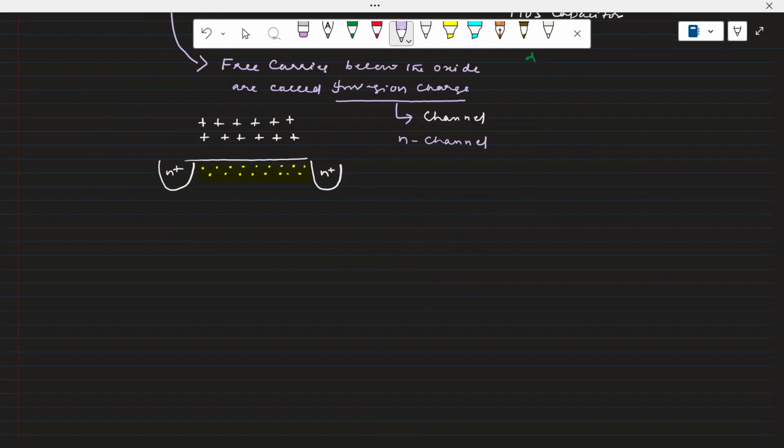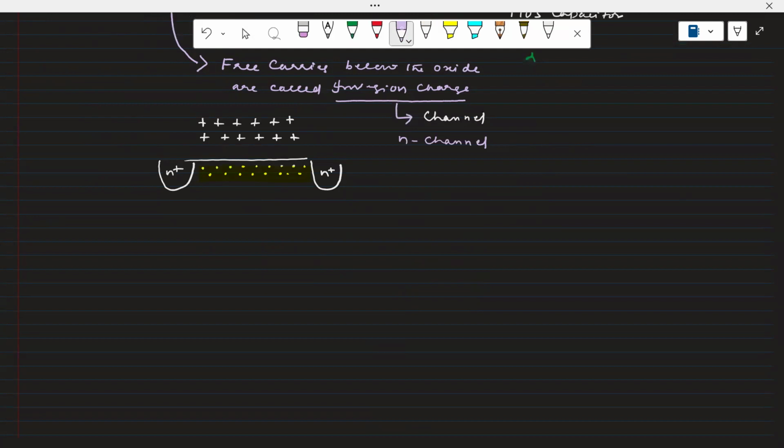This is the second point everyone should know. What is the first point that we should know? The body of an nMOS transistor is always connected to the ground. That's the first point, in order to avoid current flow within the body. The second point is how the inversion charge will be developed, or how the channel will be formed.